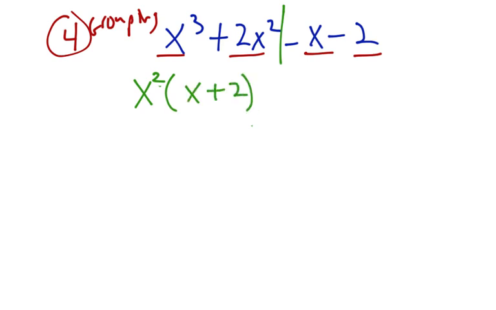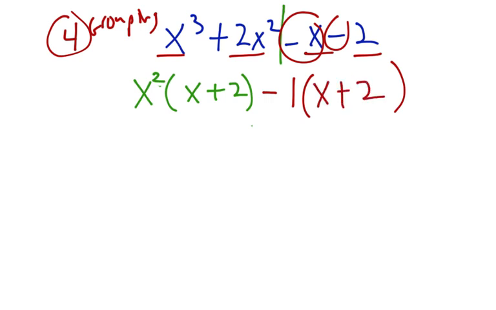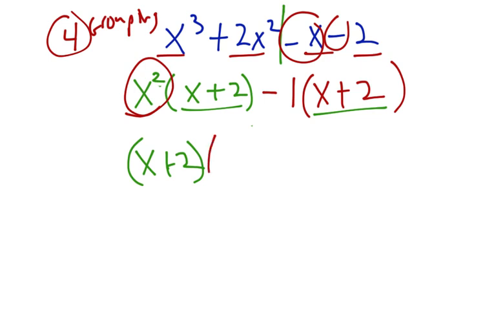And you need your second term to have the same binomial factor. They both have a negative 1 in common, so I factor out a negative 1. Leftover would be an x plus 2. And you can see they both have x plus 2, so you factor out an x plus 2. And if you factor out an x plus 2, you're left over with x squared minus 1.